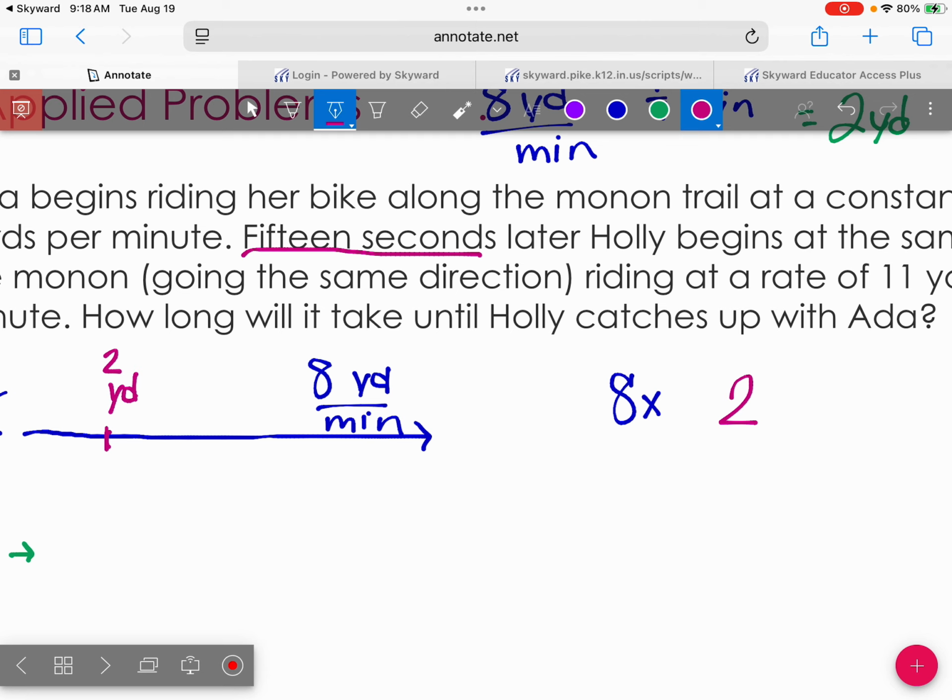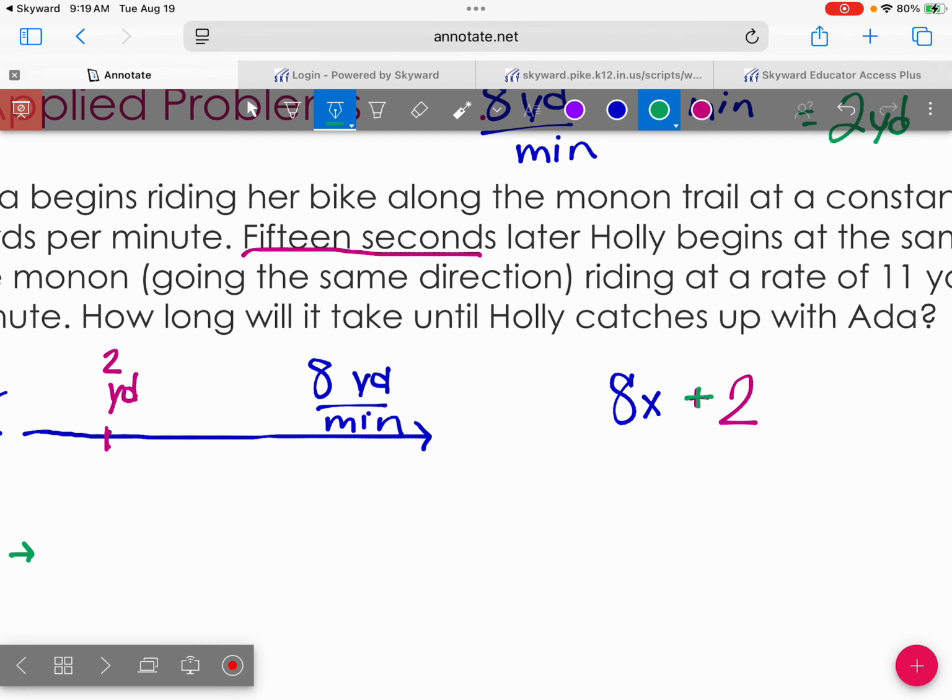And this 2, does it change, or is that just how far ahead she is? Not every 15 seconds. It's just when Holly's not moving. So we just have this plus 2, because that's just saying they're not starting at the same spot.